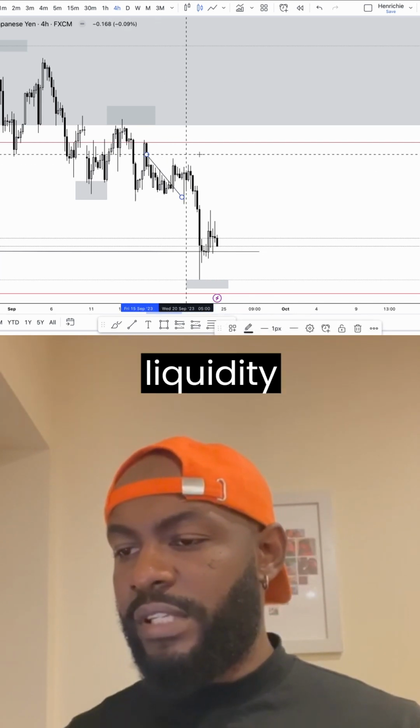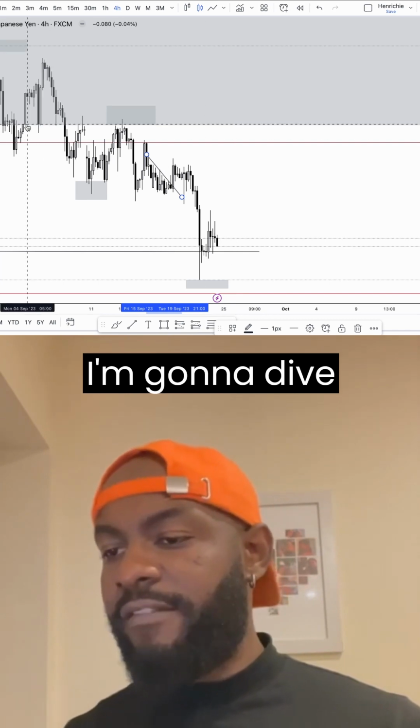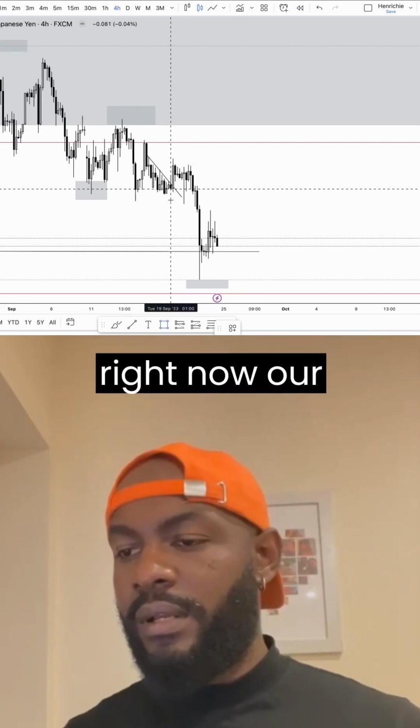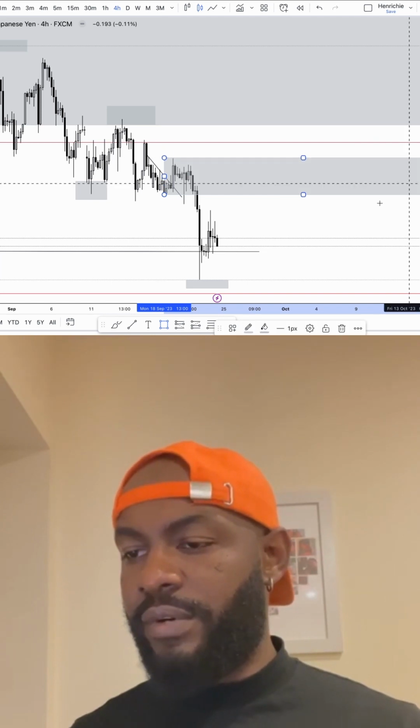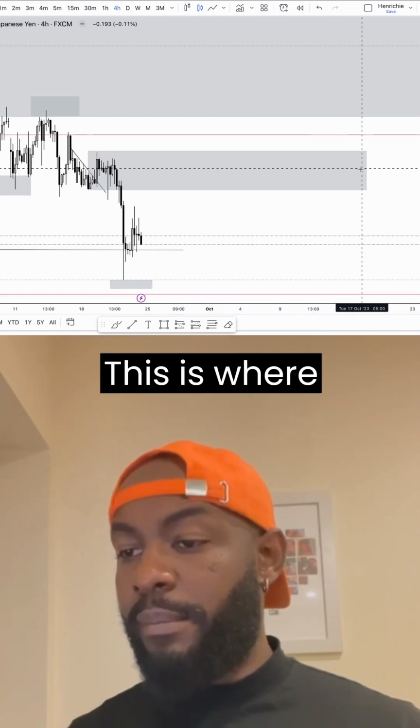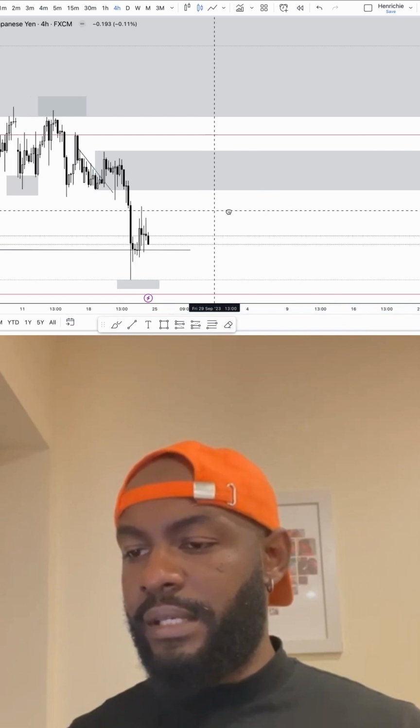A trend line liquidity right here. So I'm gonna dive deeper into that, but right now our focus is on this position right here. This is where my focus is gonna be.